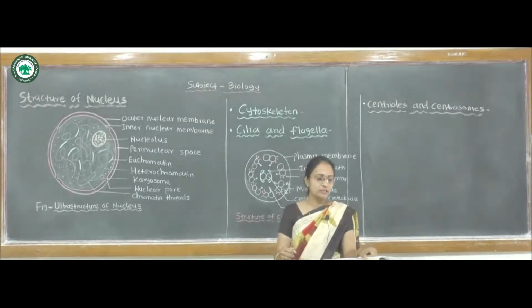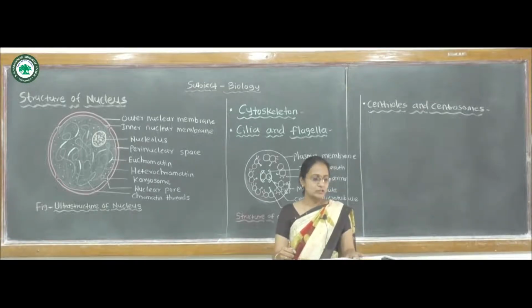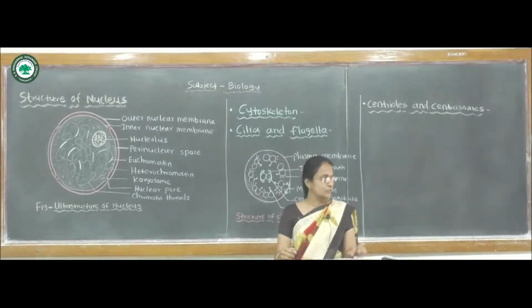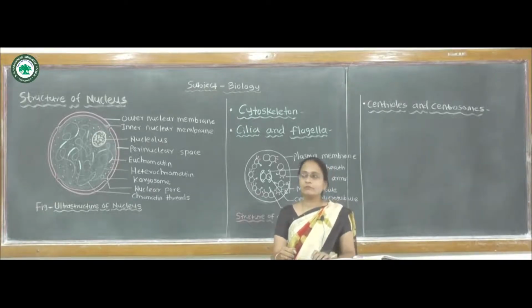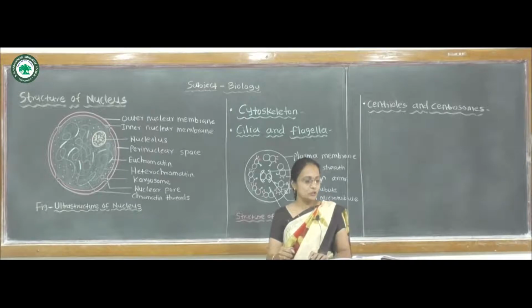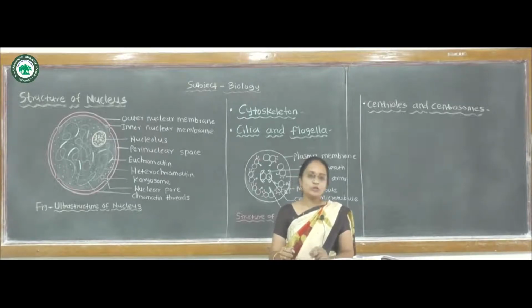Depending upon the synthetic activity of a cell, more nucleoli may be present in the nucleoplasm. The nucleolus produces the rRNA and ribosomal protein, which are then transferred into the cytoplasm and get together; they form the ribosome.